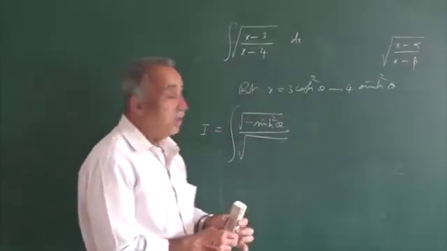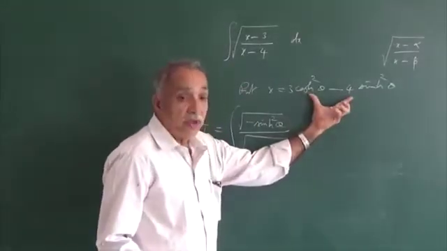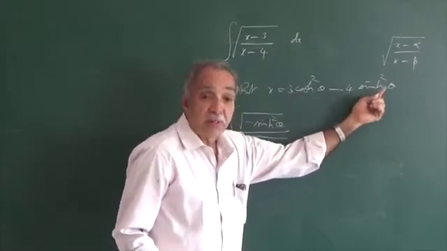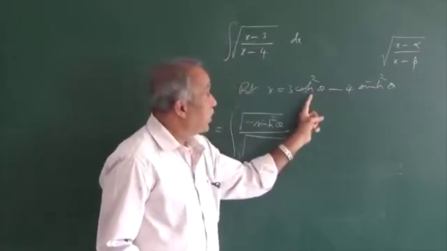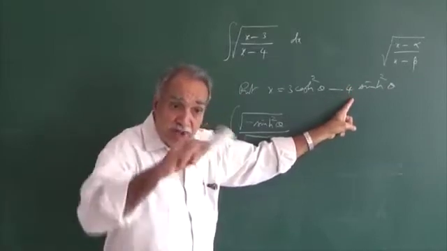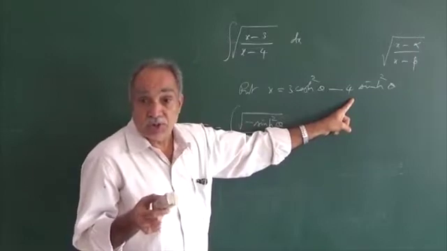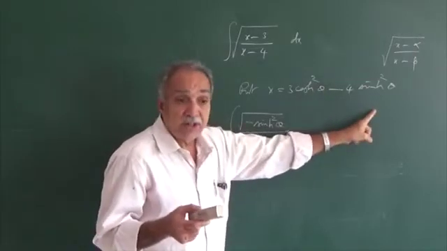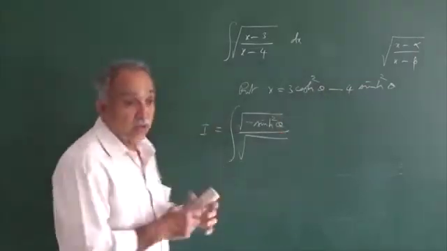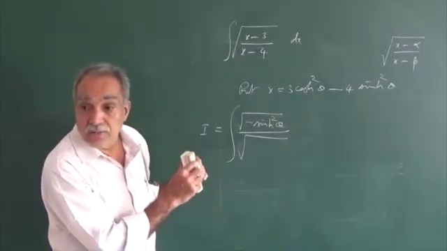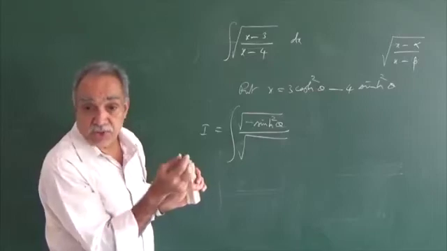X minus 4 is this minus 4: 3 cosh square theta minus 4 sinh square theta minus 4 is 3 cosh square minus 4 into within brackets 1 plus sinh square, but 1 plus sinh square is cosh square. So 3 cosh square minus 4 cosh square, 1 cosh square with the negative sign.